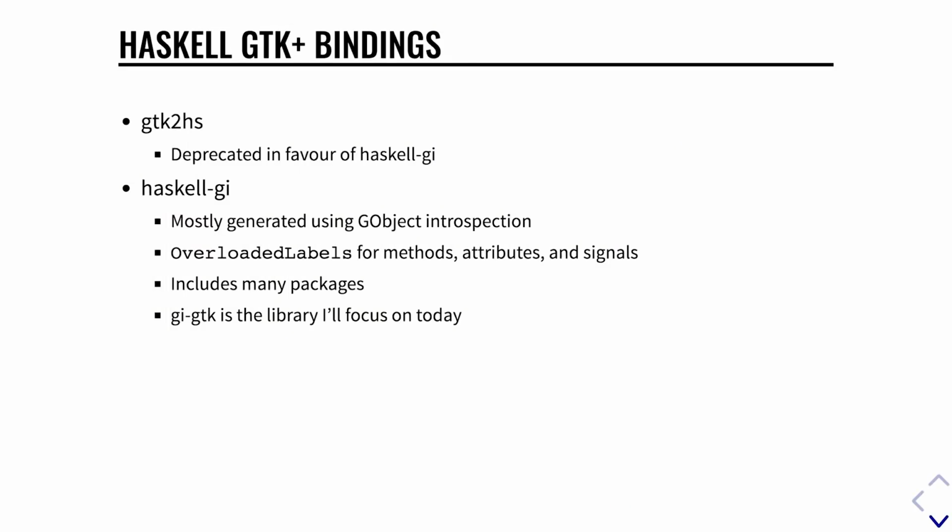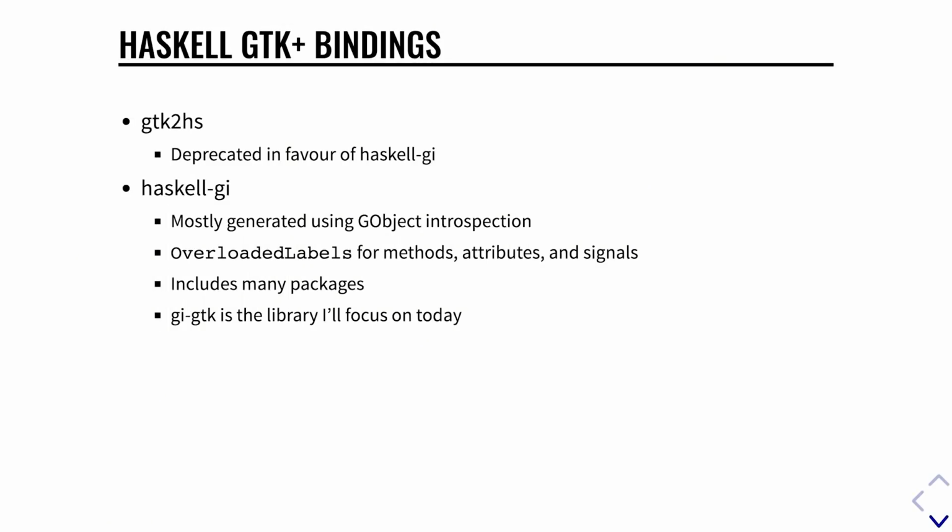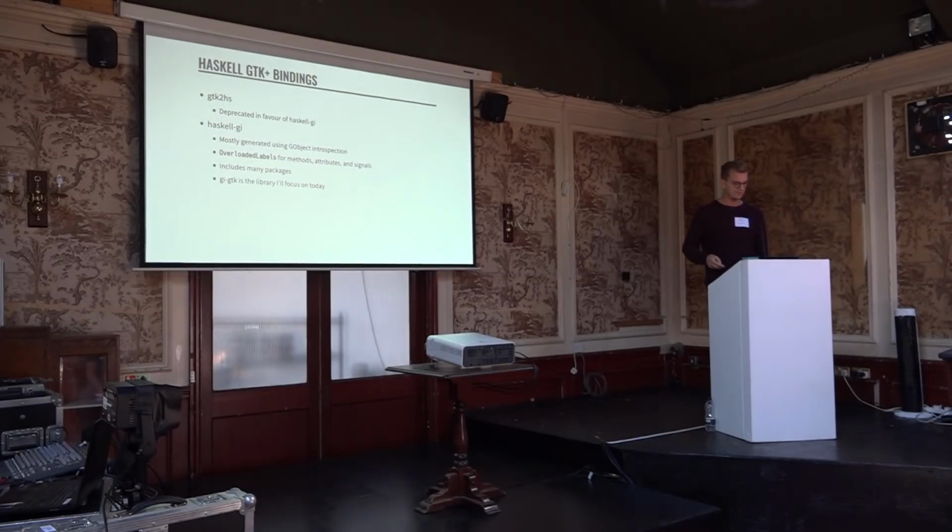So they've been able to generate a lot of support for GTK and other things using this. And you can use a feature in GHC called overloaded labels to refer to methods, attributes, and signals. I'm using this. You don't have to. If you're using an older version of GHC, you might not be able to. So it's optional. Anyway, the Haskell GI framework contains a lot of packages where GI-GTK is one of them, and that's the bindings for GTK. That's what we're going to look at today.